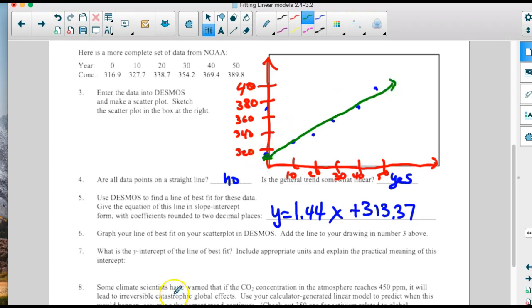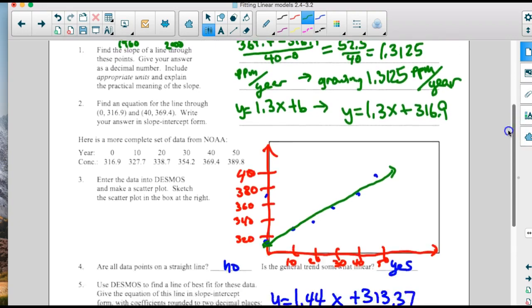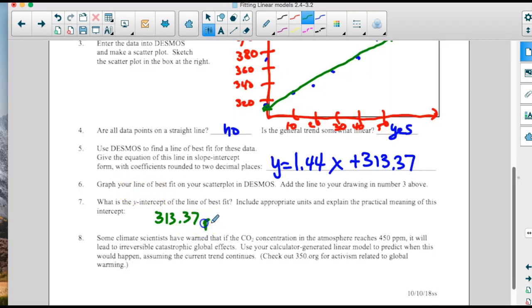Okay, what's the y-intercept? So this is 313.37. Include the appropriate units to explain the practical meaning. This would be the initial value of the carbon dioxide concentration. This is the initial value of CO2 concentration, in parts per million, for 1960.